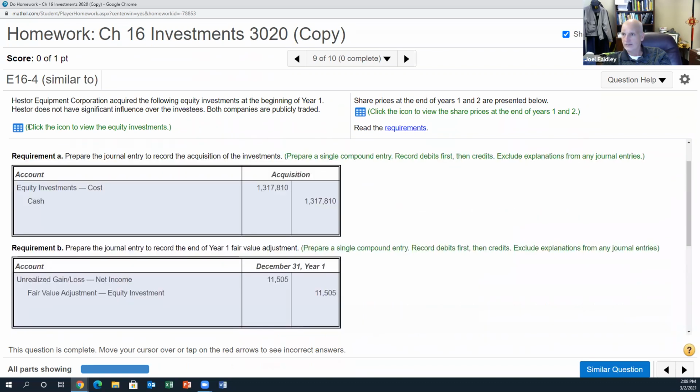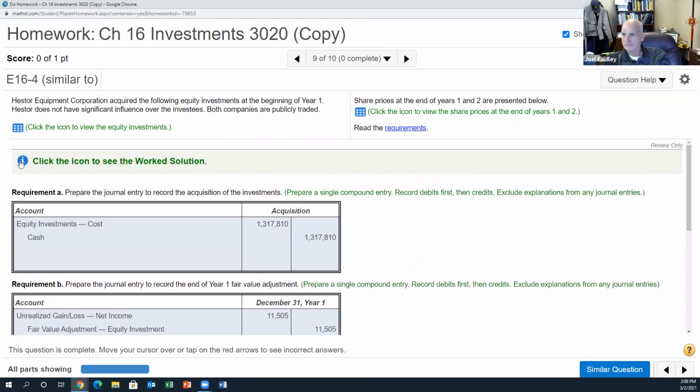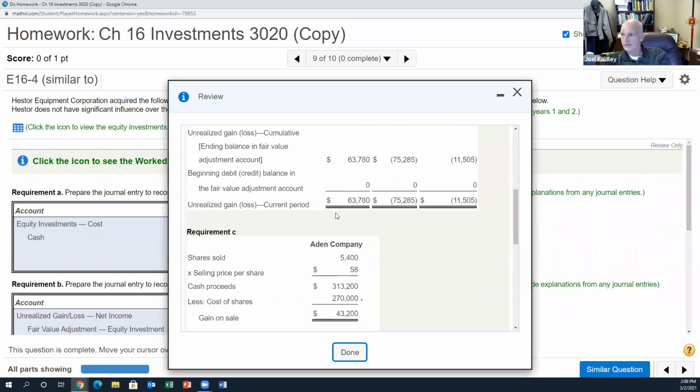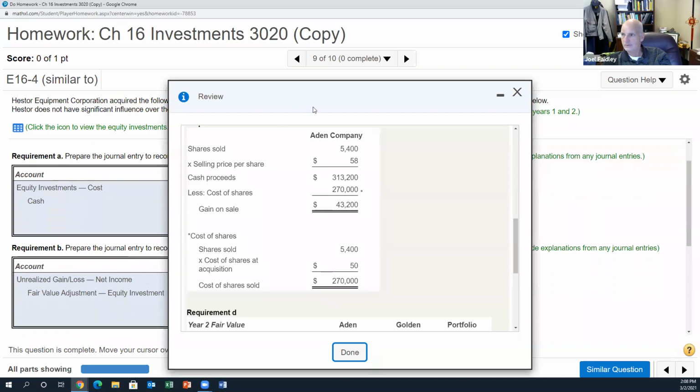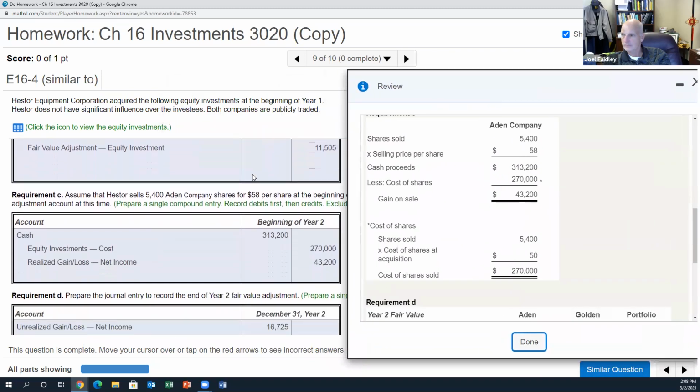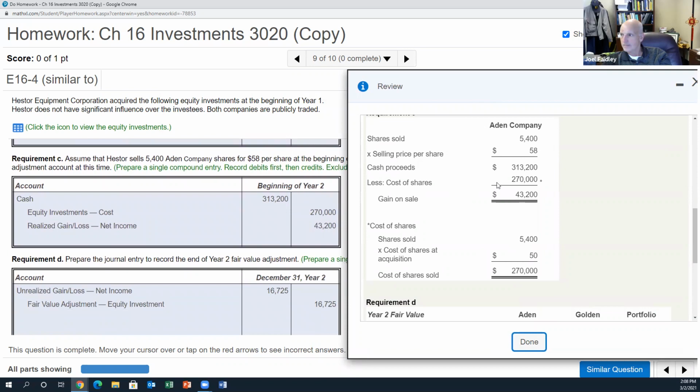All right, so what does that look like? Well, let's scroll on down here to the solution. So we sold 5,400 at $58. There's the $313,200 right there. The cost of that was $270,000, right? 5,400 shares sold. There's the original cost, 50. So there's 270. It's got to come off our books at cost. And so the difference is a realized gain of $43,200.